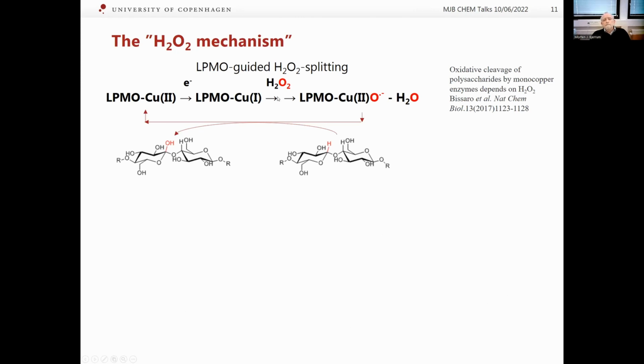And why people were not believing that hydrogen peroxide was a substrate was that people had been doing these experiments, but they were inactivating the LPMO very fast when they were doing them. So they were actually doing quite odd experiments, but they had some reason to believe that hydrogen peroxide could work.